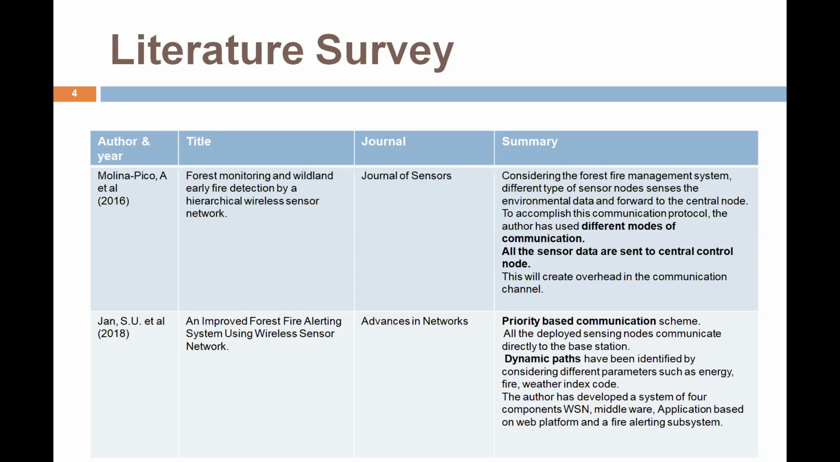So this won't give, based on the data, once it has occurred, it will give alerting. It won't give any prediction.